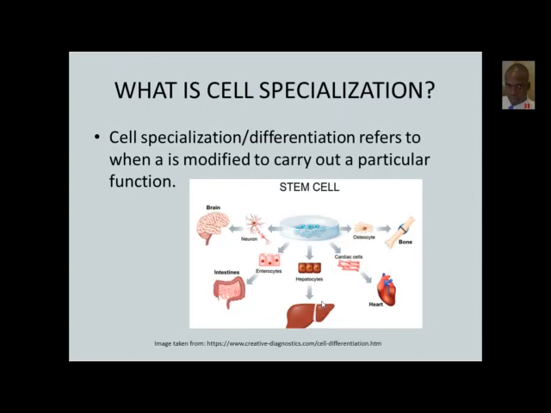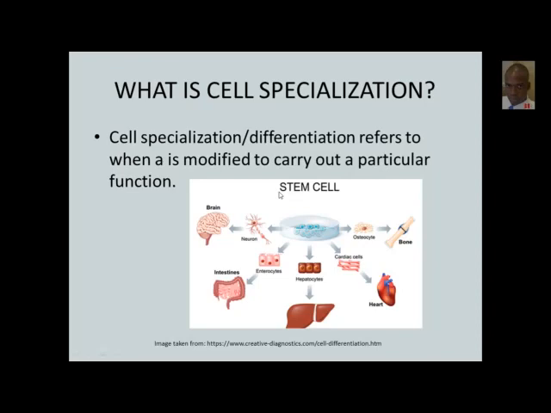Cell specialization, or differentiation, these two terms are actually speaking to the same thing, refers to when a cell is modified to carry out a specific or particular function, right? So for example, in this picture here you can see what we call stem cells.